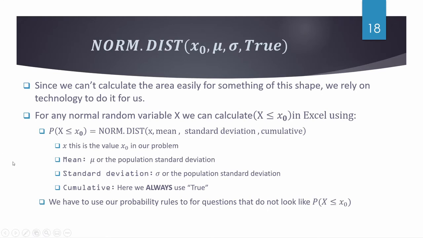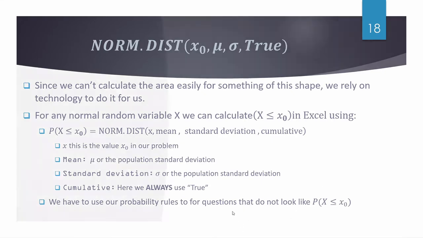For any random variable x, if we had a statement that says find the probability that our random variable is less than or equal to some value x0, we're going to use the function norm.dist in Excel, and it's going to take on 4 arguments. First is x, and this corresponds to the x value, x0 in our problem. The next is the mean, mu. The next one is the standard deviation, sigma. And finally, in our situation here, we will always use true for the argument cumulative.